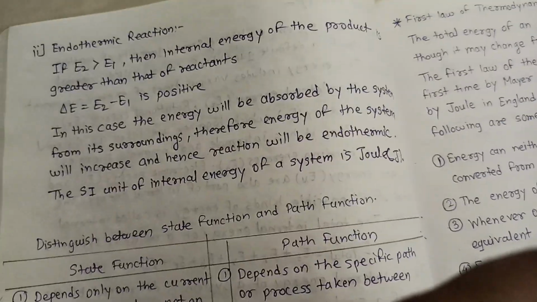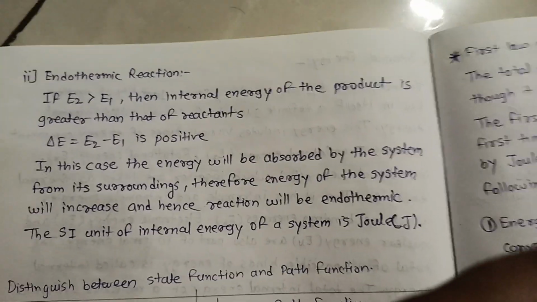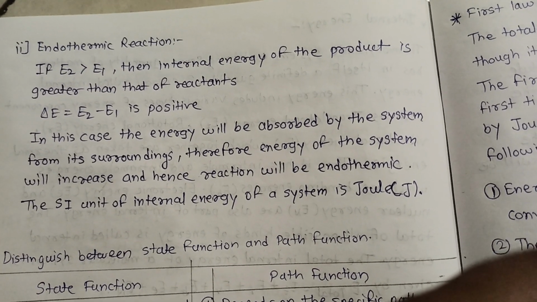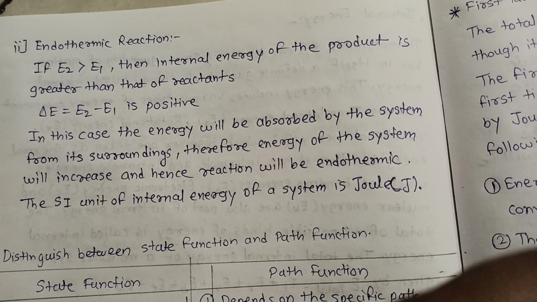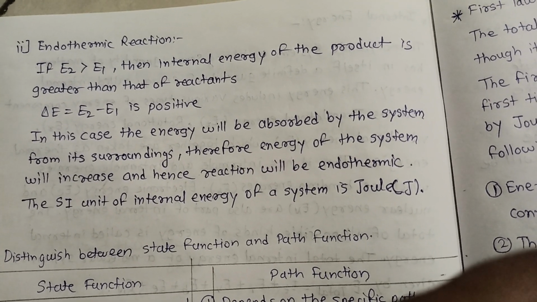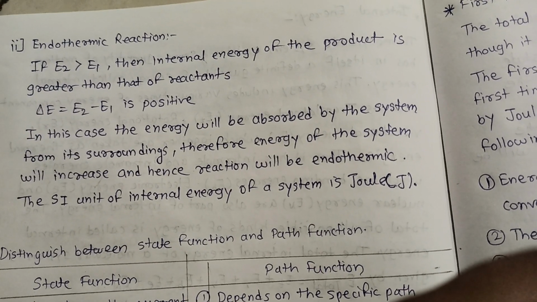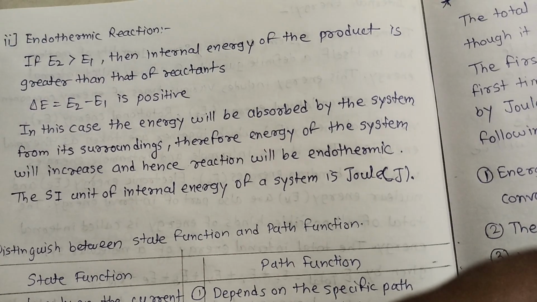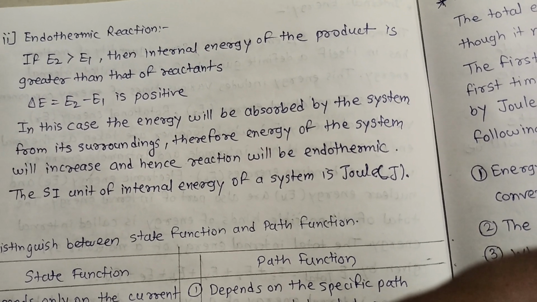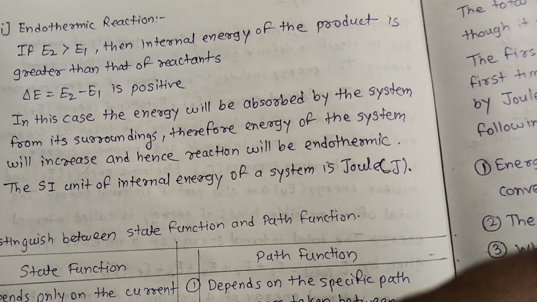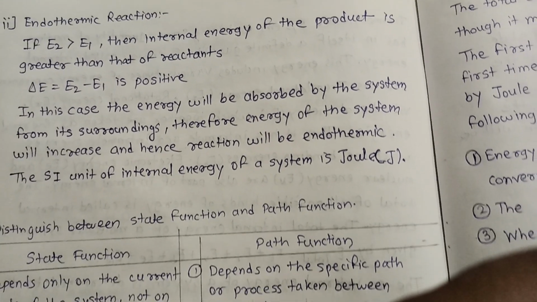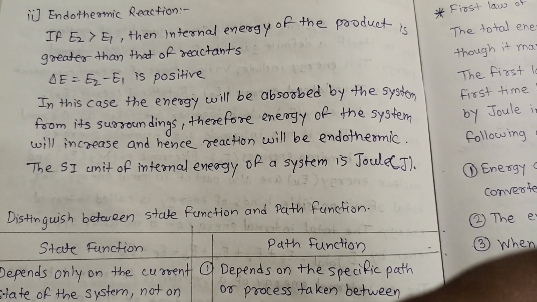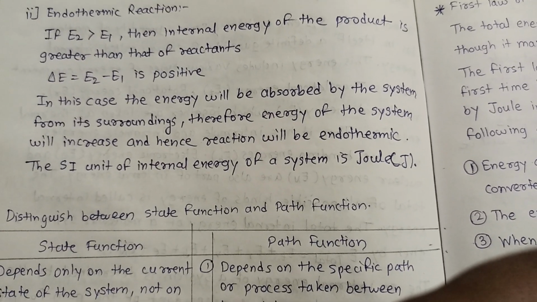Next is endothermic reaction. If E2 is greater than E1, then the internal energy of the product is greater than that of the reactants. Delta E is equal to E2 minus E1, which is positive. In this case, the energy will be absorbed by the system from its surroundings. Therefore, the energy of the system will increase and hence the reaction will be endothermic. The SI unit of internal energy of a system is joule. The symbol of joule is J. So that much you have to write if a question on internal energy comes in your exam for 5 marks.